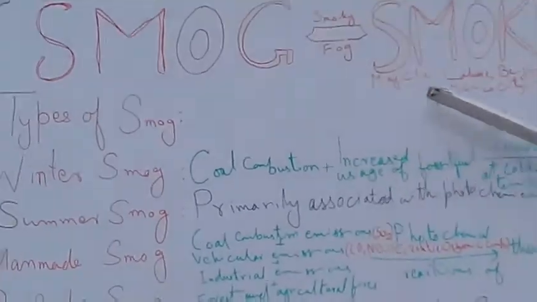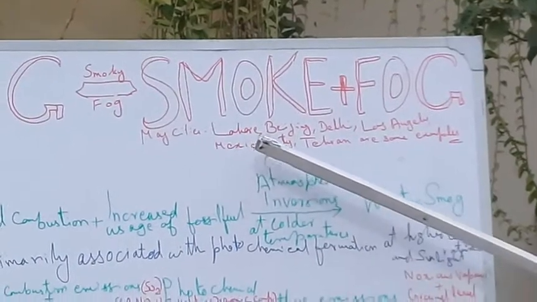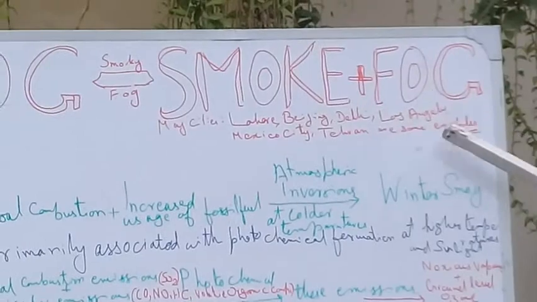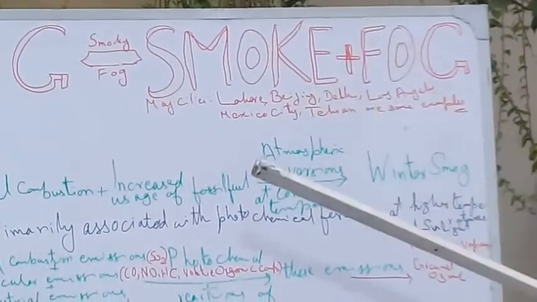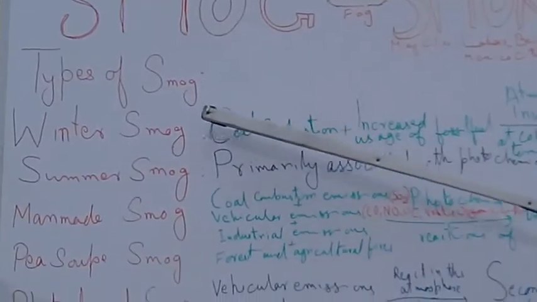Here, the major cities are very badly affected by the smog. Some of the examples I have written here for you, like Lahore, Beijing, Delhi, Los Angeles, Mexico City, Tehran. We are now coming towards the types of the smogs. I have written here a few types of the smogs.